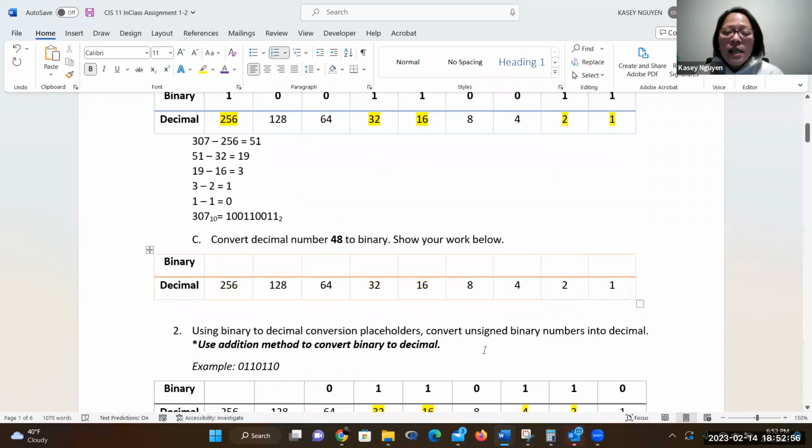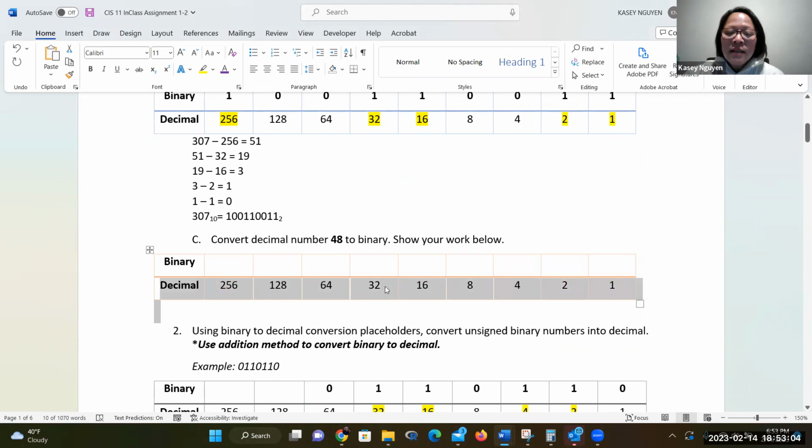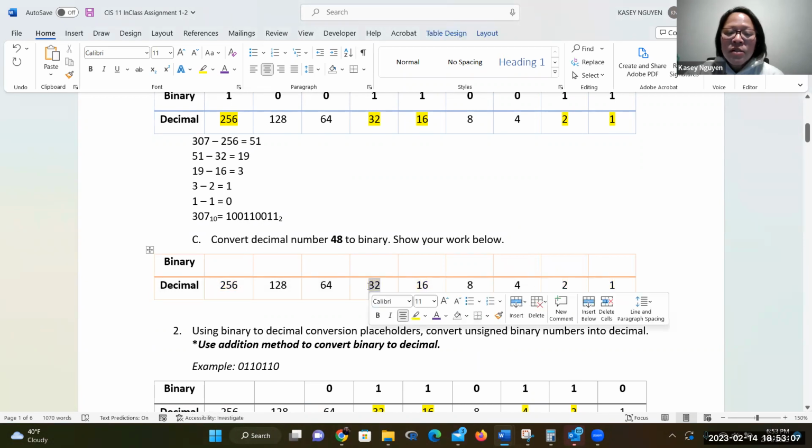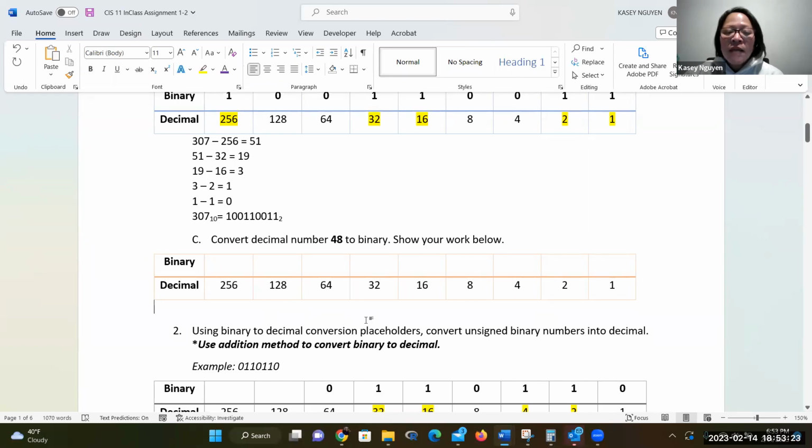Okay, so for C, I need you to do that on your own. Check your scale here. Look at the number that you can subtract. So maybe 32. And then the remainder, so as you subtract, put a 1. Take the remainder, subtract the next number that you can. If you cannot, put a 0, and you should be able to get your result. So put your steps and your answer there.